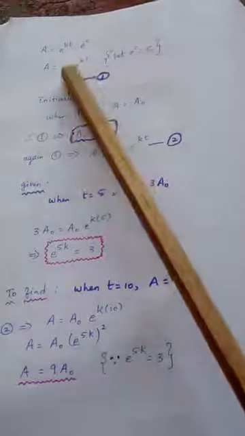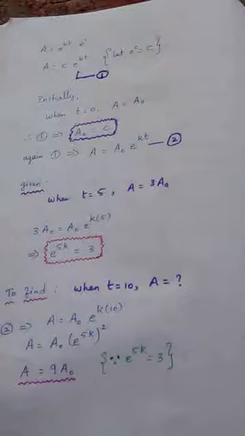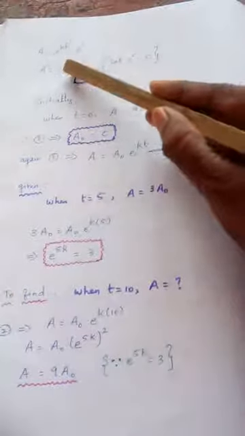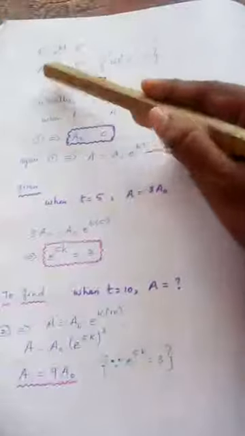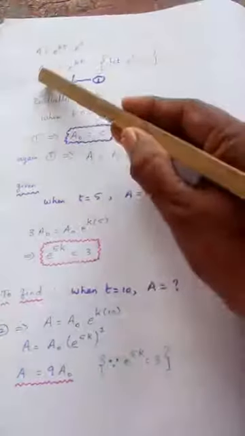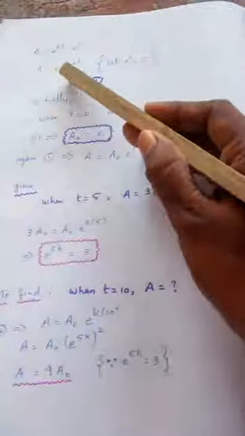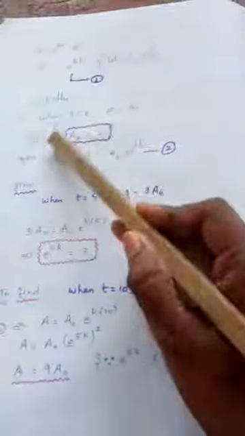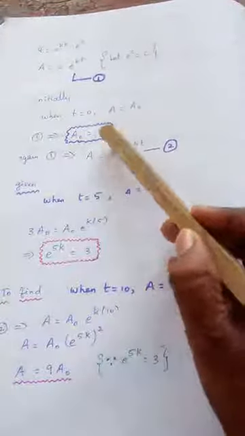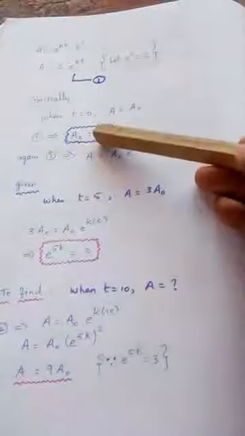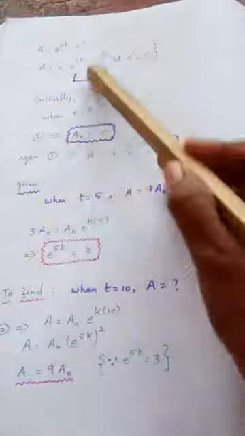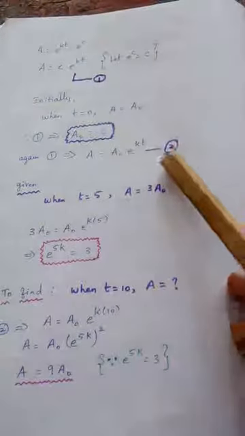Substituting these conditions in first equation, you will get this. That is, put t equal to 0. E power 0 will become 1. In place of A, we will put A naught. So, A naught is equal to C, because e power 0 becomes 1 as t equal to 0. So, now we got one value for C. C is nothing but A naught. Substitute this value in this equation again. So, A is equal to, in place of C, you put A naught, A naught e power kt, and this is taken as equation number 2.